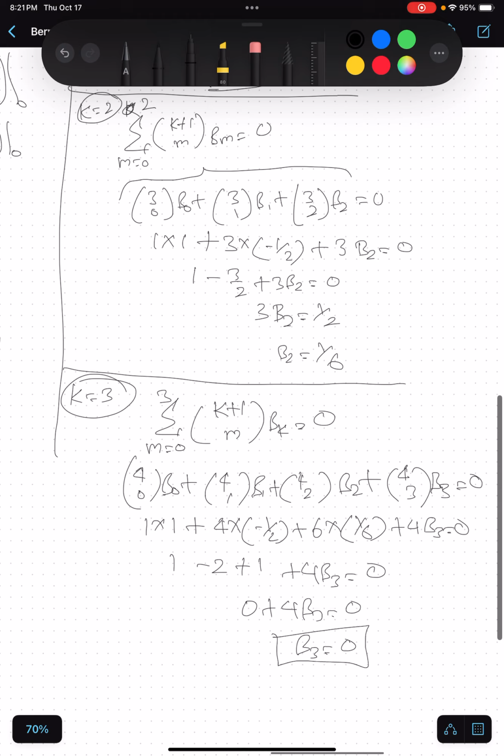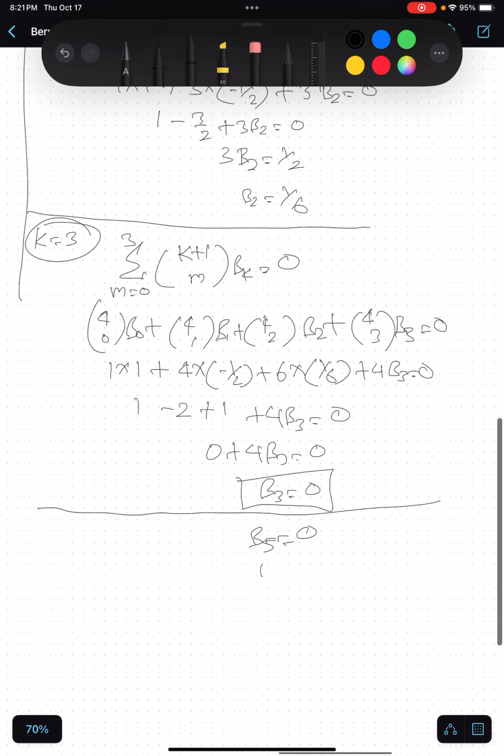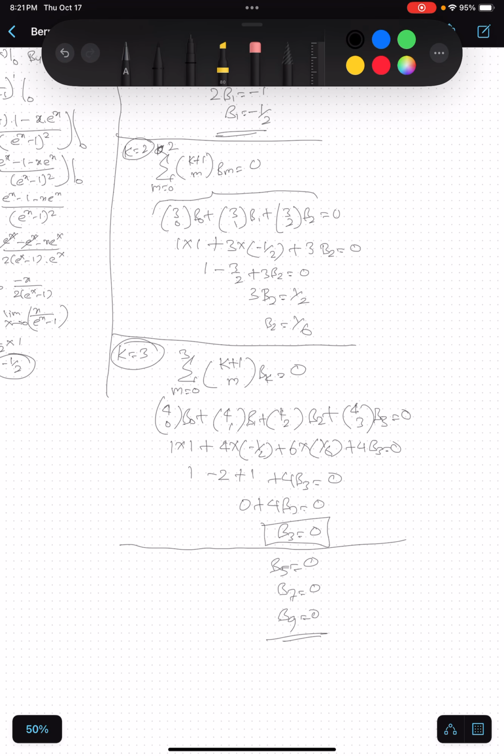Now this is an interesting thing: if you try to find all the Bernoulli numbers, b of 5 will also be 0, b of 7 will also be 0, b of 9 will also be 0. In fact, all odd Bernoulli numbers will also be 0. That's an interesting thing which I proved a long time ago on my channel, and you can try to prove that. Yeah, that's an interesting property actually.